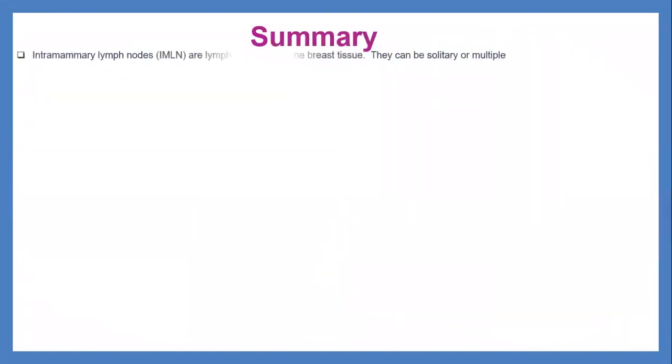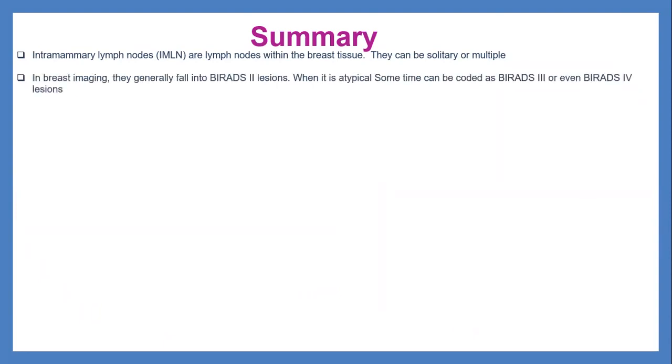Okay, so in summary, intramammary lymph nodes are lymph nodes seen within the breast tissue, surrounded by breast tissue, and can be solitary or multiple. In breast imaging, they generally fall into BI-RADS 2 lesions when typical. When atypical, sometimes they can be coded as BI-RADS 3 or even BI-RADS 4 lesions. It depends on the level of suspicion. Differentiation of benign from malignant causes may be impossible on the basis of imaging alone.